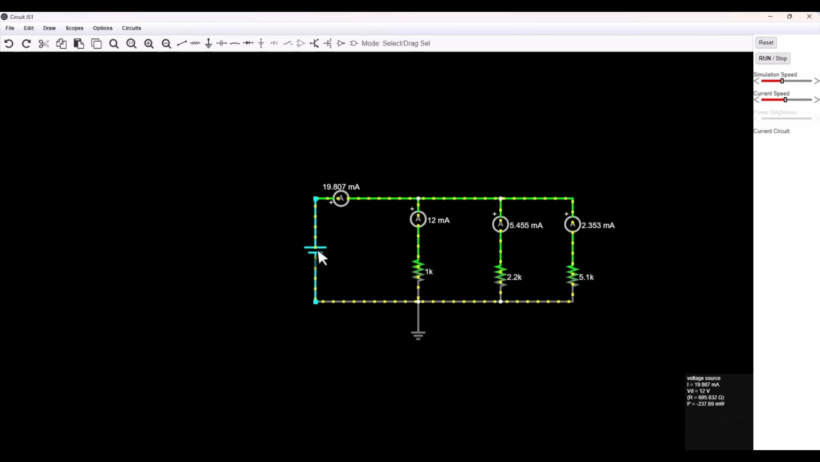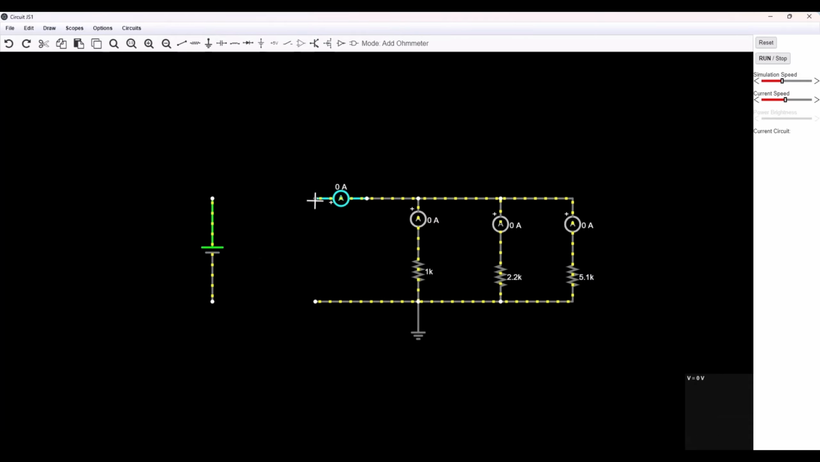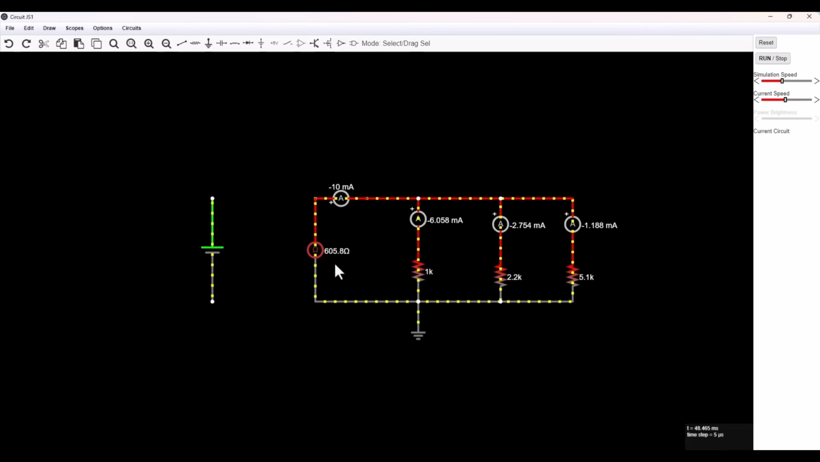Another thing the question asked for, I need the total resistance. Get rid of that. Draw output using the ohm meter, connected like this. Forget about all of the readings. So we do have 605 ohm, that is completely right.